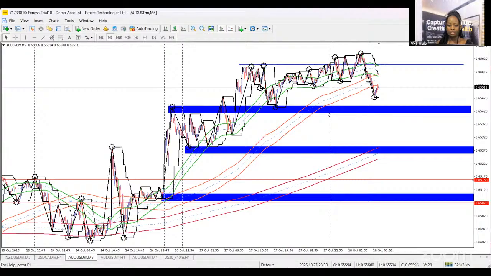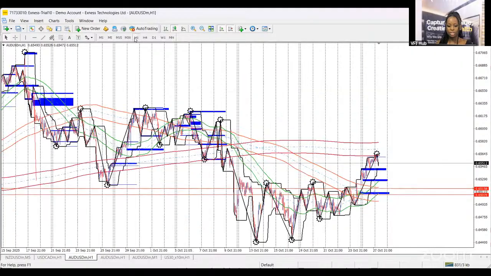Now, the only thing that could stand in the way and give us a bit of a tussle is the previous resistance here. This previous resistance could act as current support, but when price breaks through this resistance here, then we know for sure it's going to be trading all the way into this zone.